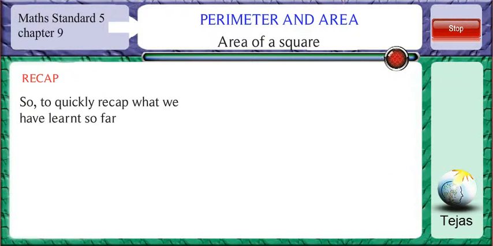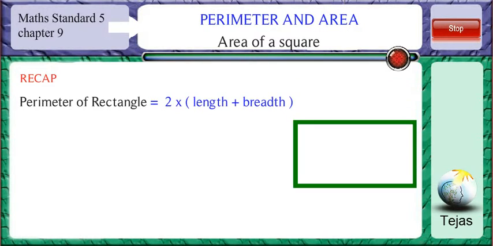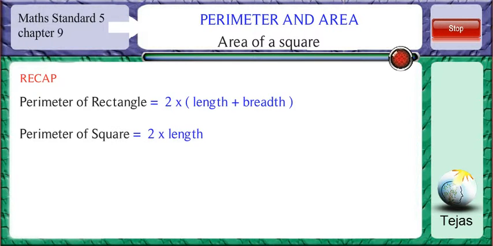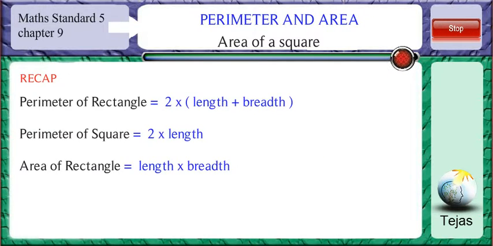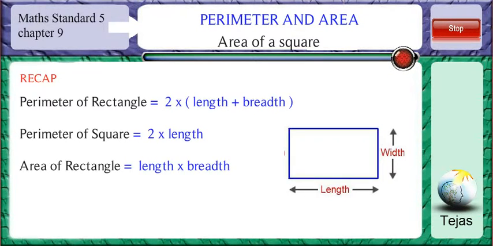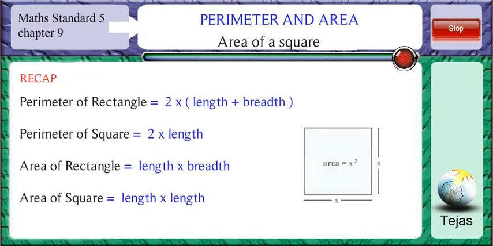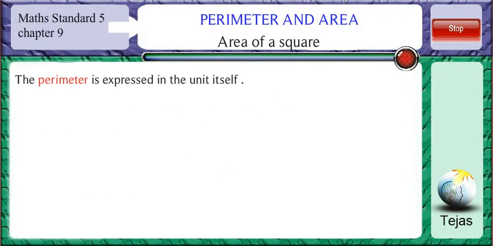Let us now quickly recap what we have learnt so far. Perimeter of a rectangle is equal to 2 times length plus breadth. Perimeter of a square is equal to 2 into length. Area of a rectangle is equal to length into breadth, and area of a square is equal to length into length. The perimeter is expressed in the unit itself.